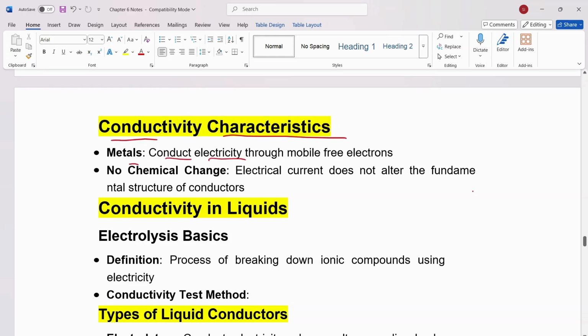Now, conductivity characteristics. Metals conduct electricity through mobile free electrons. No chemical change. Electrical current does not alter the fundamental structure.